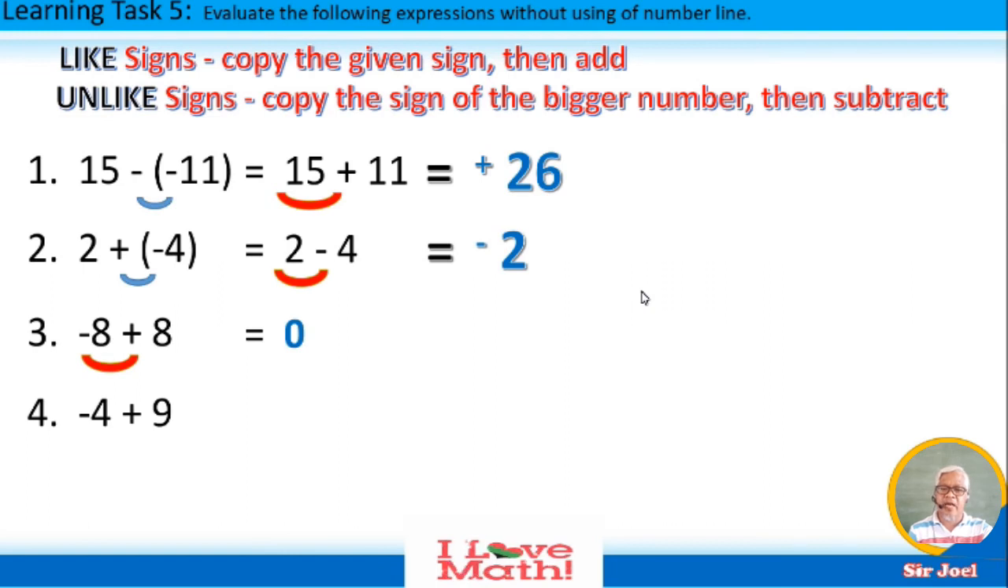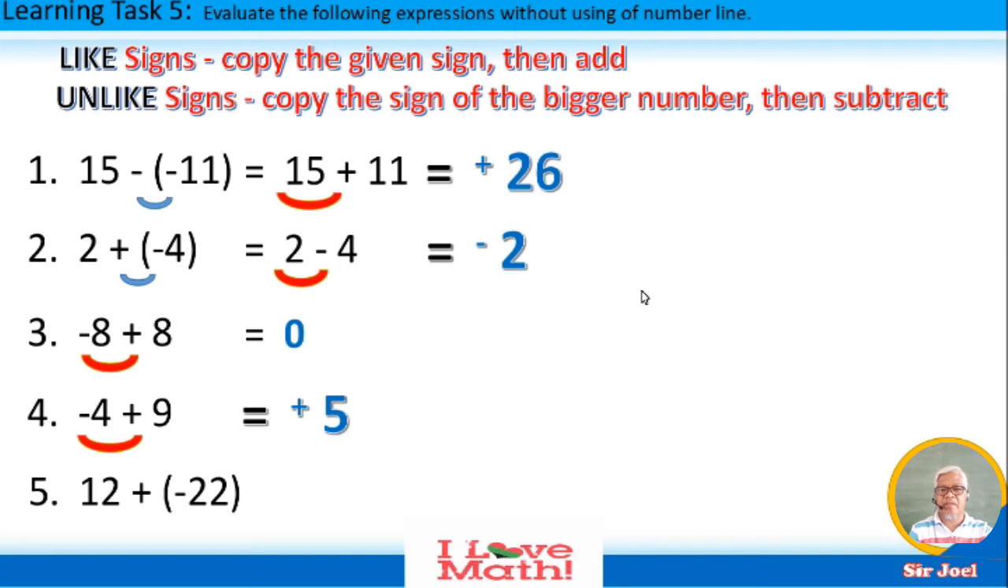Look at the given signs. Negative, positive. So, magkaiba. Now, which is bigger? 4 or 9? Of course, 9 is bigger than 4. And before 9, meron kang plus sign. So, expected na ang sagot mo ay positive. Positive 5. Kasi ang difference ng 9 and 4 is 5.